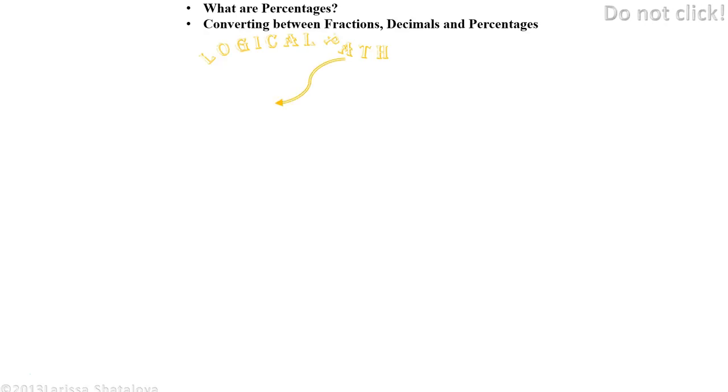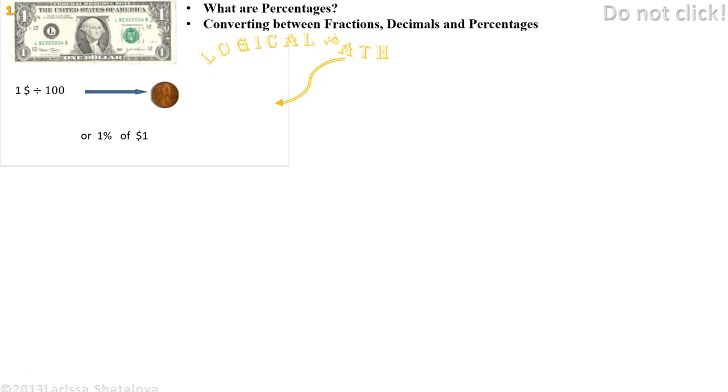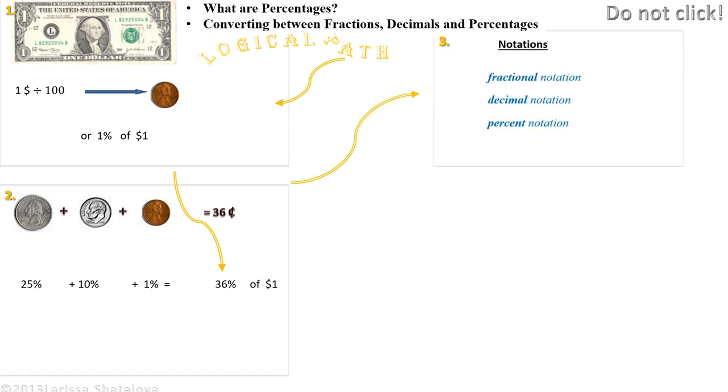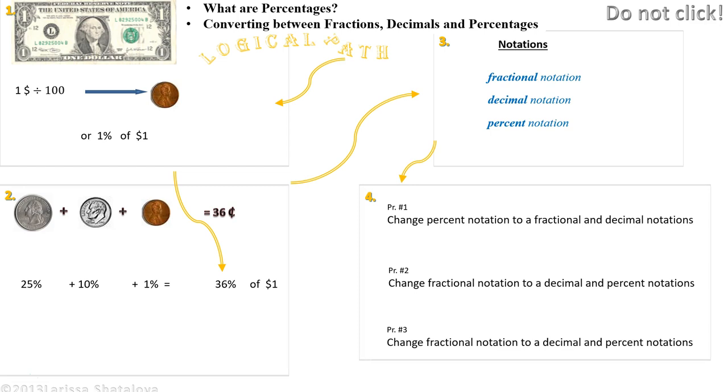Our logical path for unit percentage: we will start from the definition of 1%. Then we will move to the situation when we will have more than 1%. After that, we will look into options. How can you show percent using different notations? And then, finally, we will talk about how to convert one form into another one.